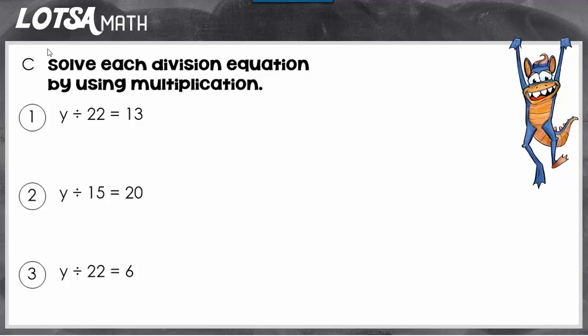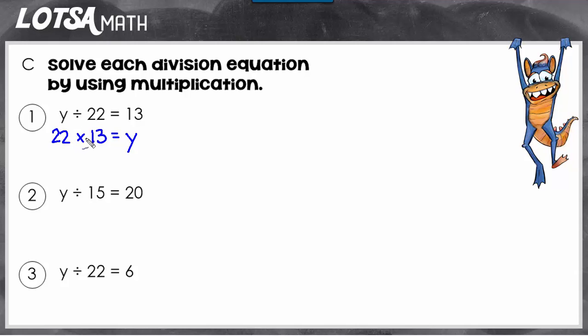So what we're going to do in order to solve this is think about the fact family of y, 22, and 13 and the relationship between division problems and multiplication problems. So since the y is at the beginning of the division problem, then the y needs to be at the end of a multiplication problem. So I'm going to create my multiplication problem by rearranging the values in the number sentence.